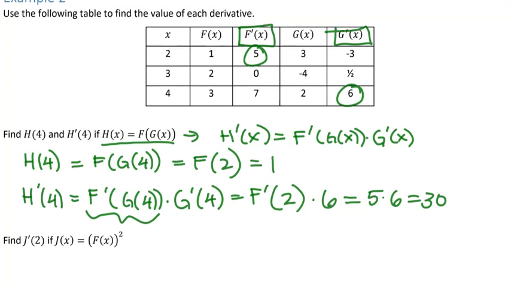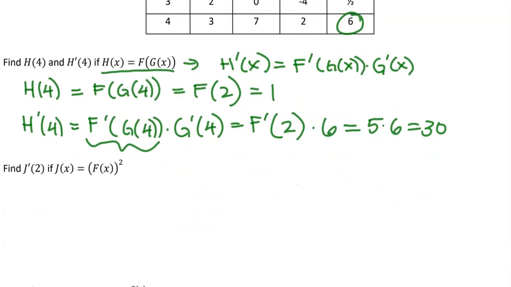Okay, let's do another one. This time we're looking at f of x squared. So f is actually the inner function. The outer function is x squared. This time we're just going to go straight for finding derivatives. So let's figure out how we would find j prime of x.